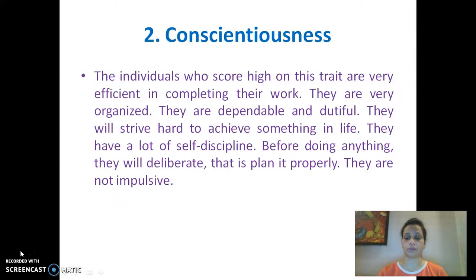The second trait in the Big Five model is conscientiousness. The individuals who score high on this trait are very efficient in completing their work. They are very, very organized. Whatever work is given to them, they try their best to do it within the given time. They are very goal oriented.